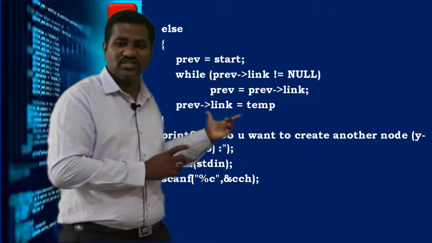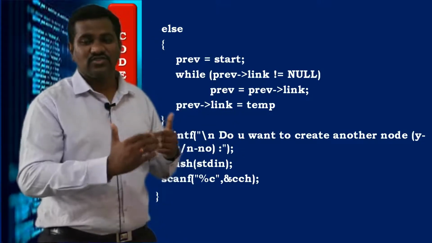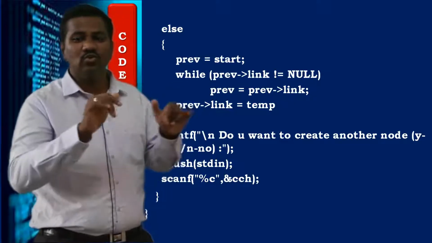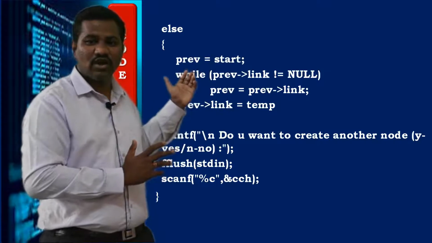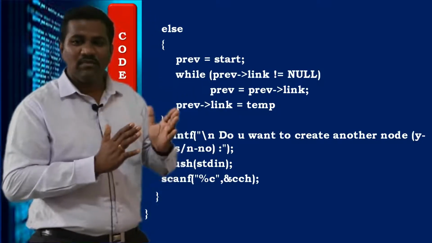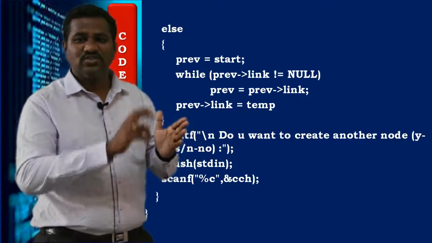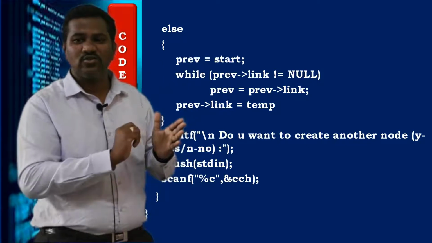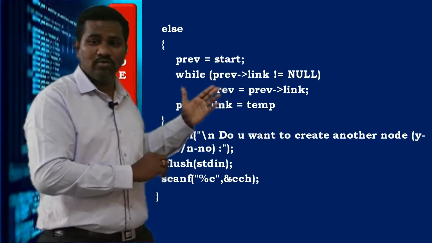With the help of this instruction, we are establishing the connection from the first node to the second node. Suppose there are 2 nodes in the list. The first node's address is stored in previous. After that, previous arrow link, that means the first node's link part, contains 2000, not equal to null, so the condition is true and it enters the while loop.